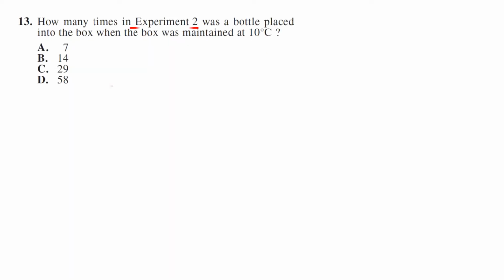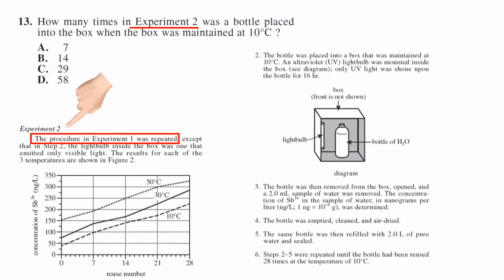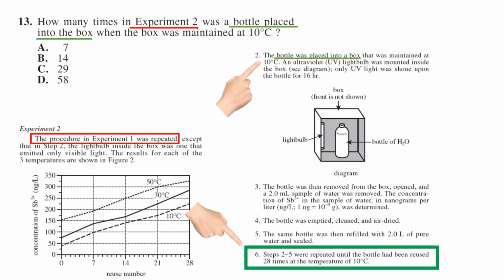How many times in experiment 2 was a bottle placed into the box that was maintained at 10 degrees Celsius? So experiment 2 is here, and it says the procedure in experiment 1 was repeated. So now we have to pull up experiment 1. And we're looking for how many times the bottle was placed in the box. We see the picture there at 10 degrees Celsius. So the bottle was placed in the box in step 2. So that's 1 time. And then in step 6, they repeated it 28 times. So 28 plus 1 is 29. The answer is C.